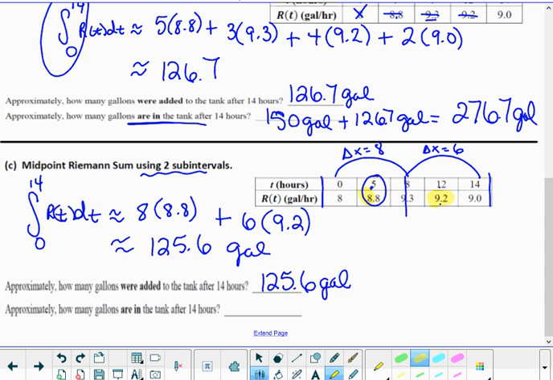So after 14 hours, using a midpoint calculation, I get 125.6. How many are in the tank? Well, we take that 150, wasn't it? 150 plus the 125.6 to get us 275.6 gallons.